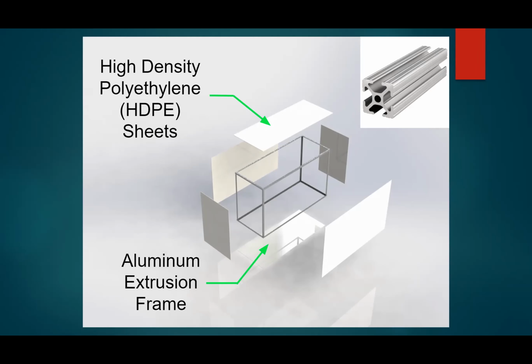And then we also have the aluminum extrusion frame. In your top right corner, you can actually see a cross section of it. It measures 20 millimeter by 20 millimeter, and it is 80/20 aluminum. And as you can see, it has slots on each of the sides where you can put the T-nuts through and actually mount the polyethylene sheets to them. Next slide, please.